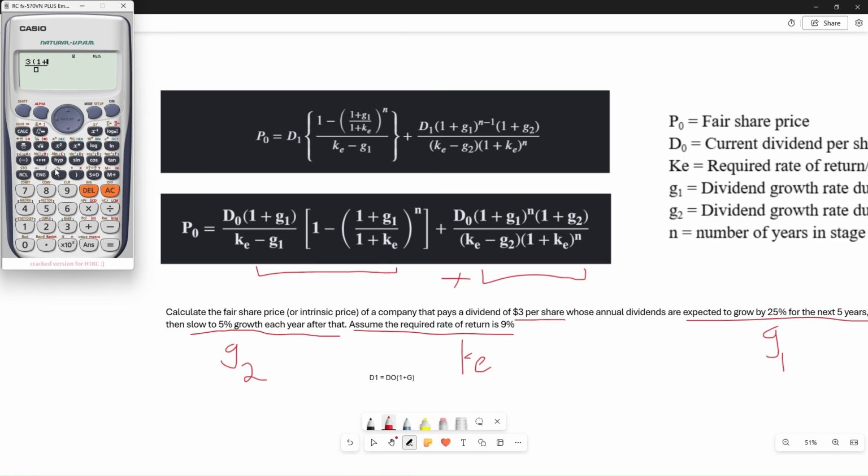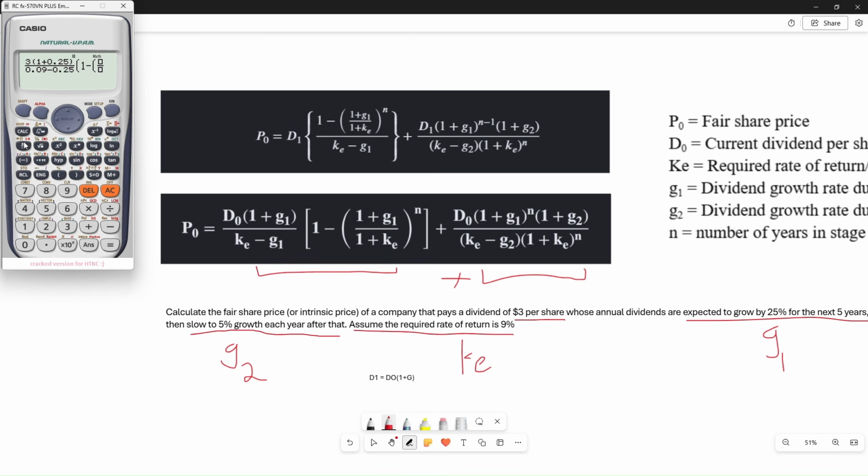That is 25%, which is the same thing as 0.25. Close the bracket. Then we go down. What's our K, our required rate of return? We have 9%, 0.09 rather, minus our G1, which is our growth, 0.25. So we'll move on. Then multiply by, in brackets, 1 minus, according to the formula, we have under bracket.